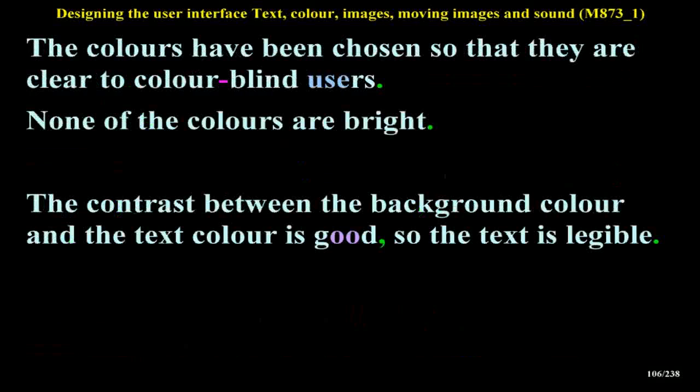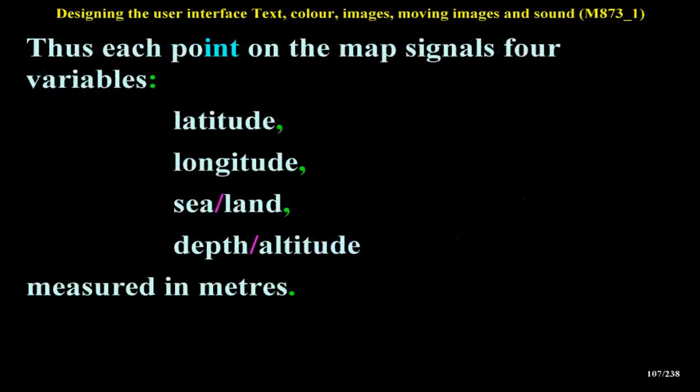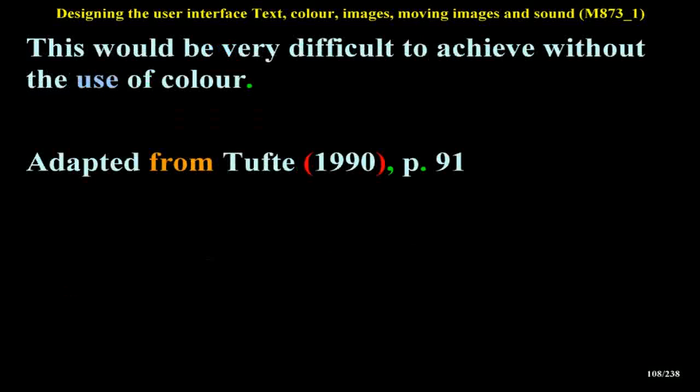The colors have been chosen so that they are clear to color-blind users. None of the colors are bright. The contrast between the background color and the text color is good, so the text is legible. Thus each point on the map signals 4 variables: latitude, longitude, sea or land depth, and altitude measured in meters. This would be very difficult to achieve without the use of color.